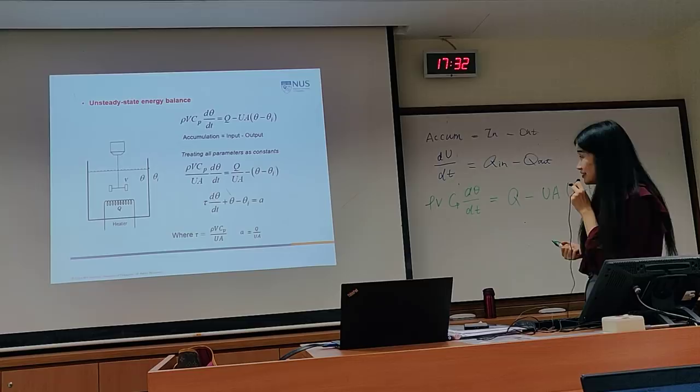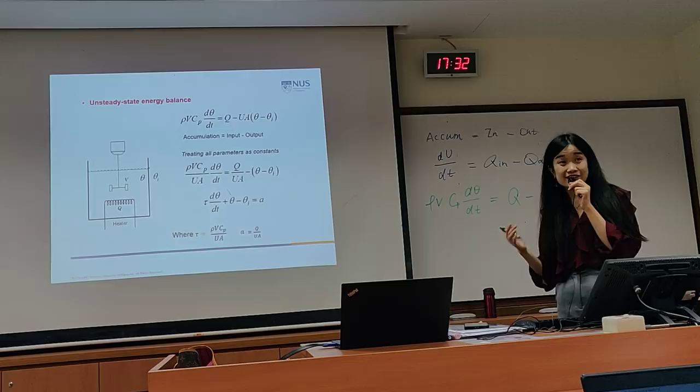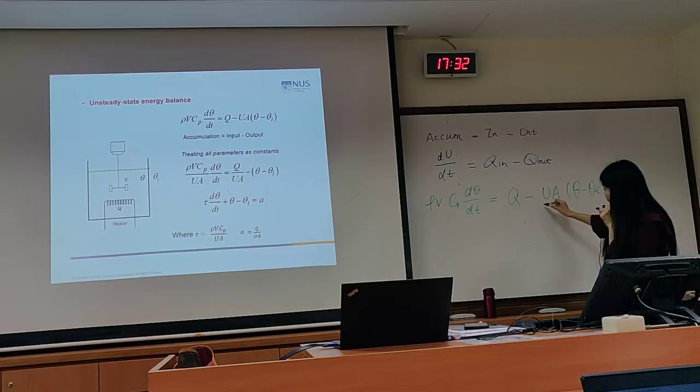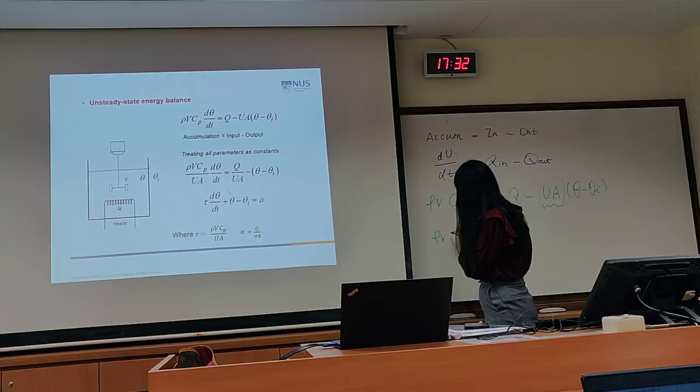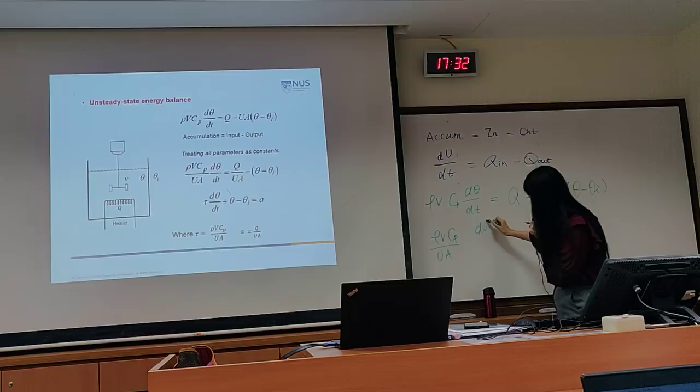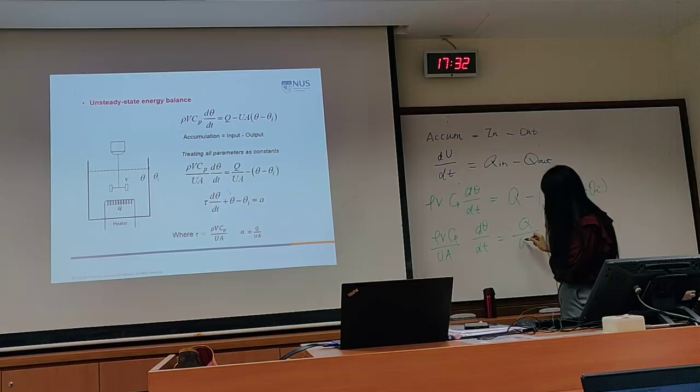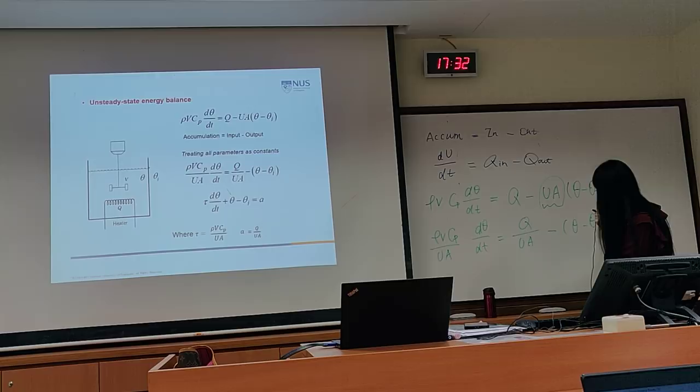Because all the parameters here are assumed constant, we can directly do the calculation. We try to make it neater by dividing by this coefficient on both sides, so we keep the theta term with a coefficient of 1. So we divide by UA on both sides, and it becomes rho V Cp over UA, multiplying the temperature changing with time, plus theta, equals Q over UA plus theta I. Okay, so it looks much better now.